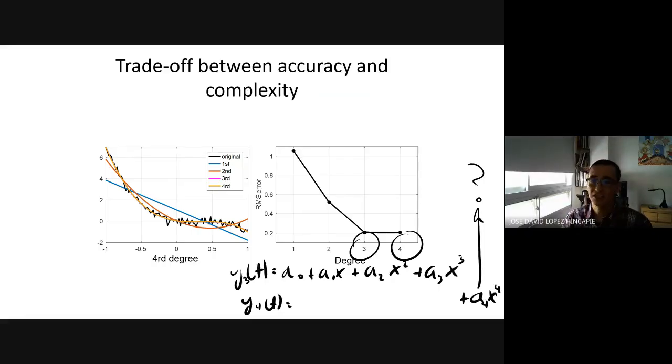So the free energy will highly penalize the fourth degree and will tell you, no, keep the third degree, because the accuracy didn't improve, but the complexity highly affected our model. So we are going to the hyperparameters, which are the A's in here, and we are going to penalize that, right?